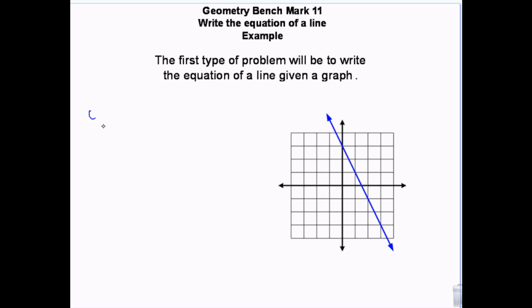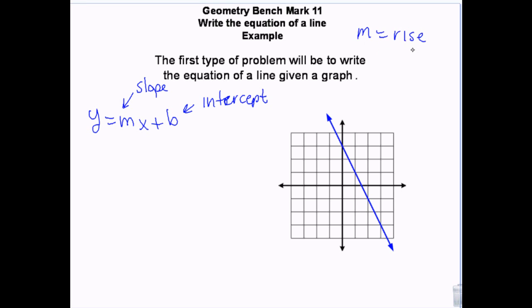Now remember, we have slope-intercept. Here's the slope. Here's the intercept. And remember that slope is rise over run. Okay. Here is my y-intercept. 1, 2, 3. B equals 3. So that part is done.